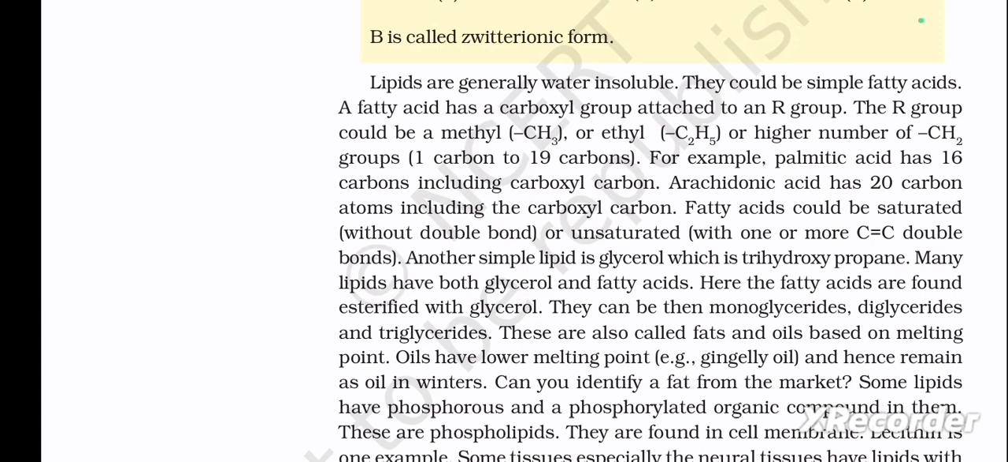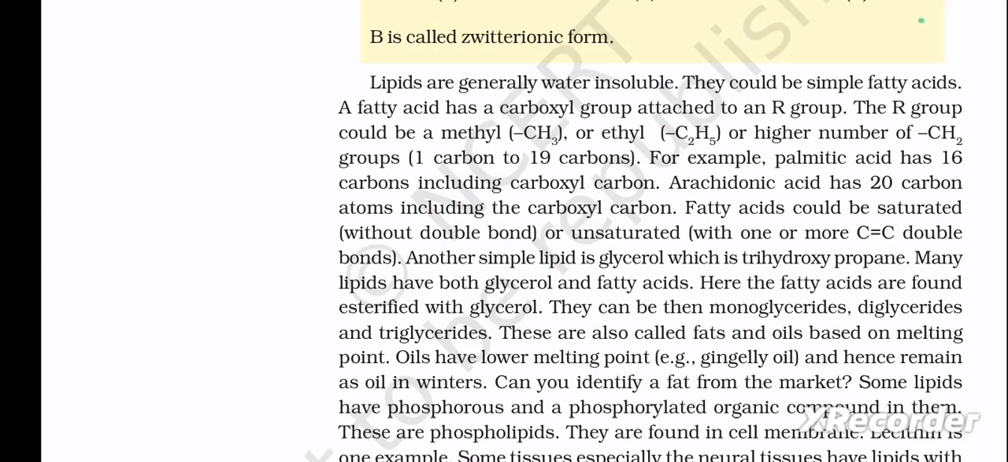Arachidonic acid has 20 carbon atoms including the carboxyl carbon. Fatty acids could be saturated without double bond or unsaturated with one or more double bonds. Another simple lipid is glycerol, which is trihydroxypropane. Many lipids have both glycerol and fatty acids. Here, the fatty acids are found esterified with glycerol. They can then be monoglycerides, diglycerides and triglycerides.